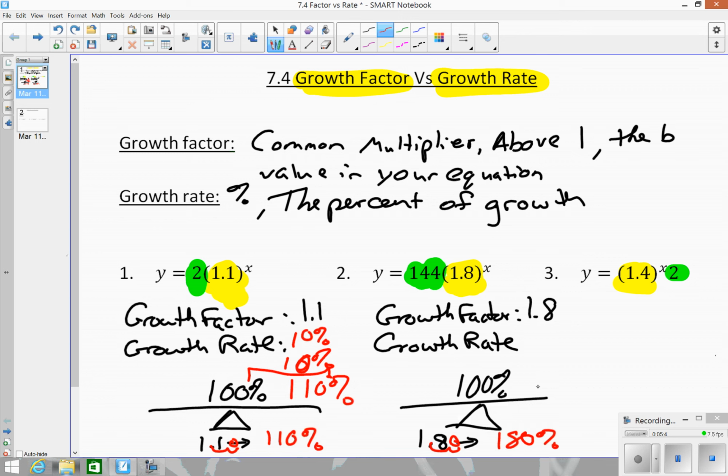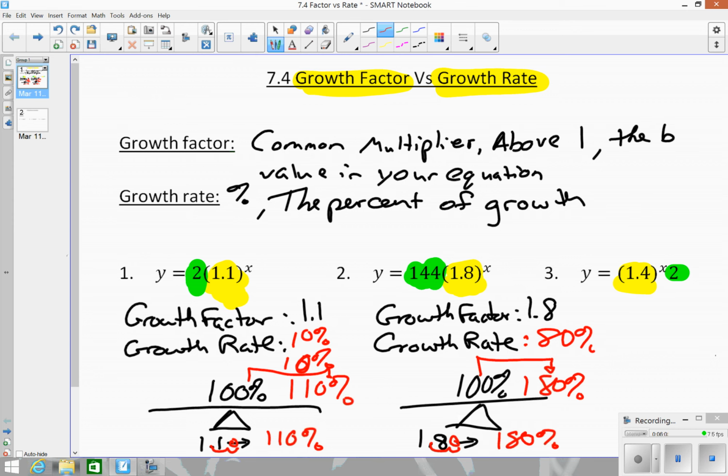Is that to the right of it? To the right of 100% or to the left of 100%? It is to the right, 180%. Good. Now, how much did it take to get to 180%? How much above 100% is 180%? The difference is 80%. So it would be 80% growth.